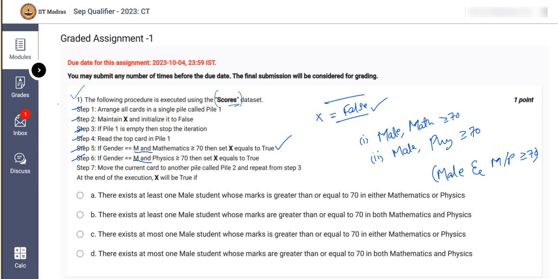Is what? There exists at least one male student whose marks is greater than or equal to 70 in either mathematics or physics. Here if you see, X is being set to true. When? X is being set to true when the particular thing called mathematics or physics is being subjected to true in any of the two conditions. Therefore, it must be at least one male student whose marks is greater than or equal to 70 in either mathematics or in physics. This is because in step 6 it is for physics, in step 5 it is for mathematics.